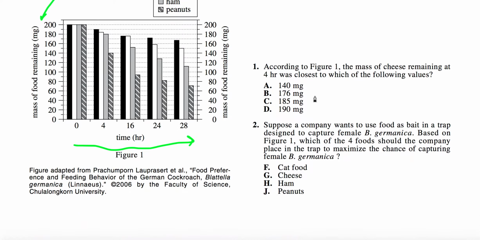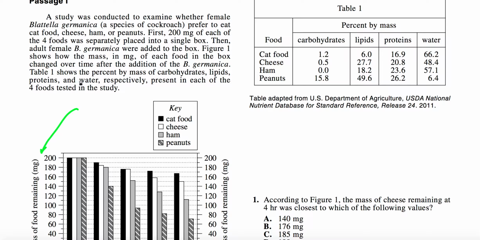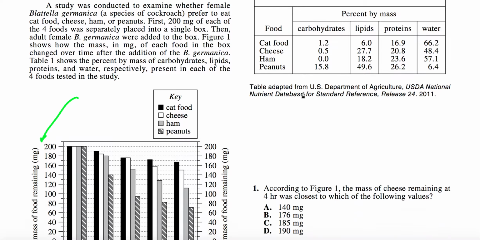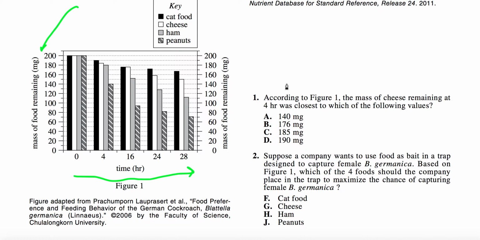Let's see, table 1 shows the percent by mass of carbohydrates, lipids, etc. present in each of the foods tested. So we get percent by mass here. Okay, so let's check out the questions.